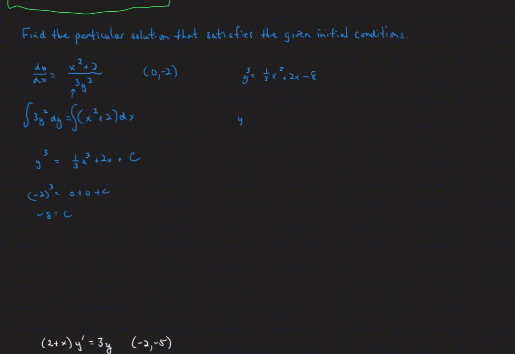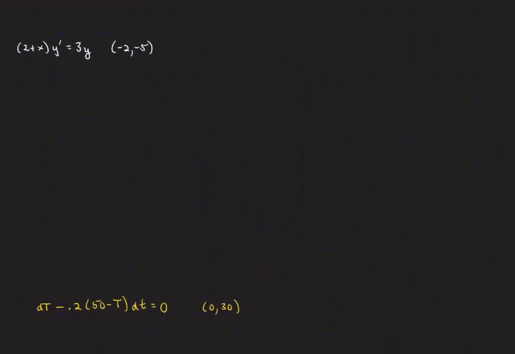We need to go one more step and take the cube root of both sides. And so it's not going to be too pretty, but we're going to get the cube root of 1/3 x cubed plus 2x minus 8. And that is our particular solution to the differential equation. Okay, let's look at another one.